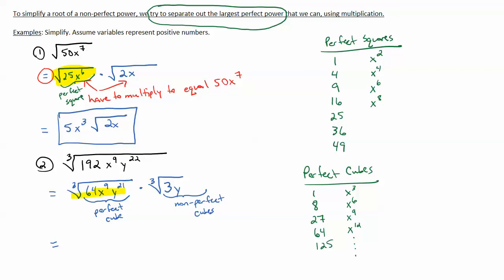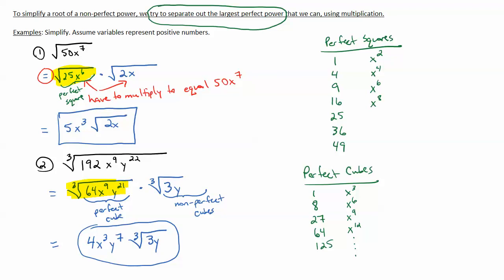Finally, I created a perfect cube under a cube root. Why did I do that? I did it so I could take the cube root and get rid of that radical symbol. So the cube root of 64x to the 9th y to the 21st is 4x to the 3rd y to the 7th. And all I'm left with is the cube root of 3y being multiplied by it. And that is my answer when I simplify this cube root.